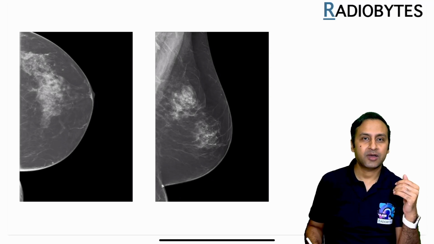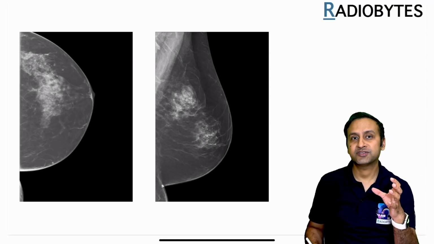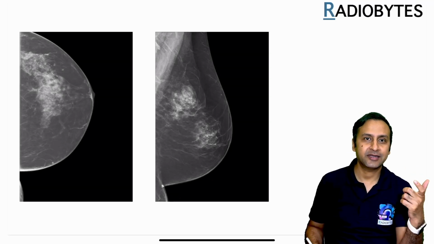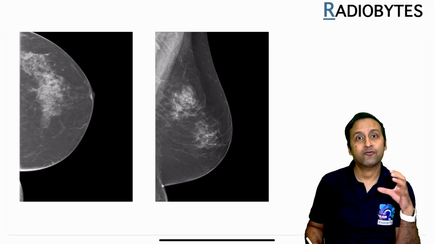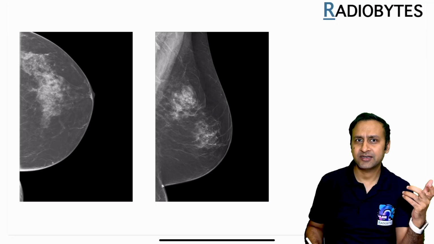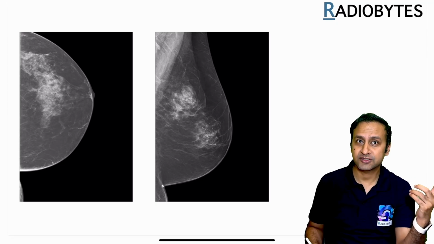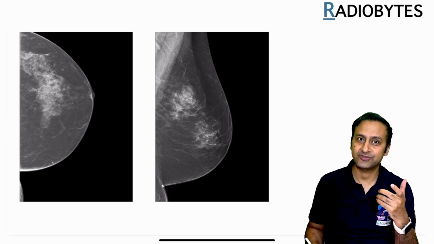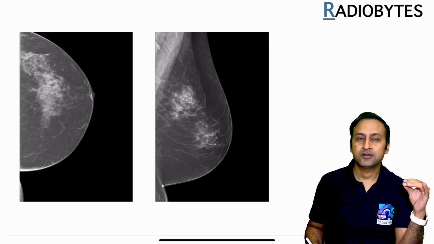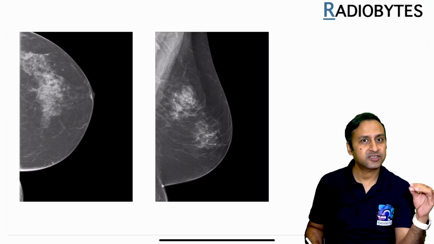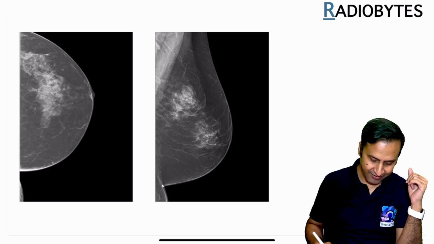Now that we've talked about the pattern of distribution of suspicious calcifications, let's go one step ahead and look inside the calcifications themselves. That is, look at the morphology of calcifications and try to understand what type of calcification morphology is associated with an increased risk of malignancy. Here again, we'll be looking at multiple cases and we'll try to understand the morphological parameters of suspicious calcifications. So let's have a look at our first case.